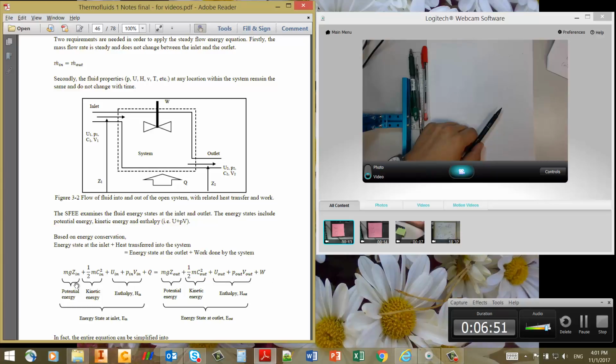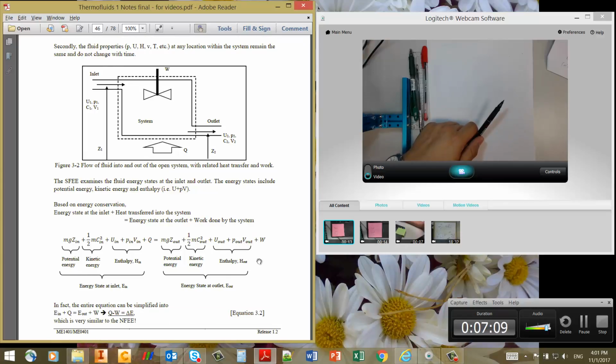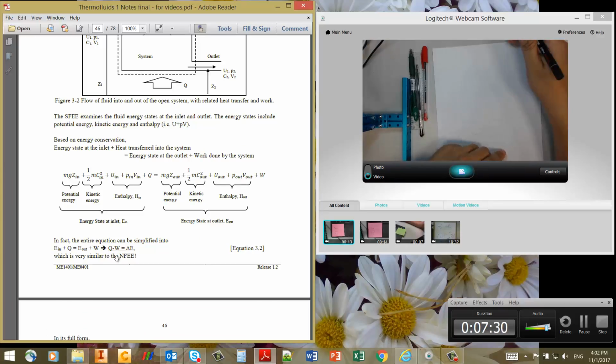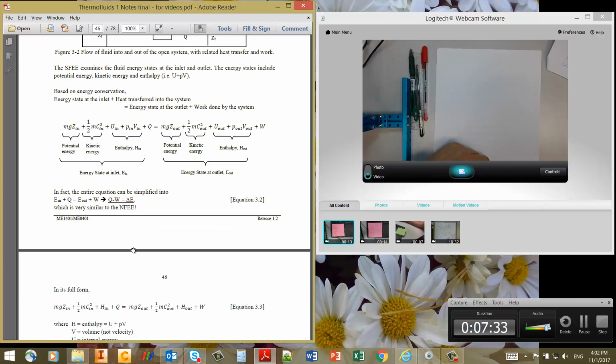It may look very daunting, because you have potential energy, kinetic energy, this thing called enthalpy, and you have a Q over here, which is the heat, and the other side is the outlet state: potential, kinetic, enthalpy at outlet, and then finally there is a W. But in fact, if you treat these first four terms as an equivalent of energy state at the inlet, and then you treat the four terms on the right hand side as the energy state at the outlet, it actually becomes very similar to the non-flow energy equations.